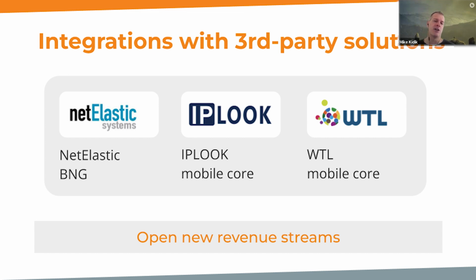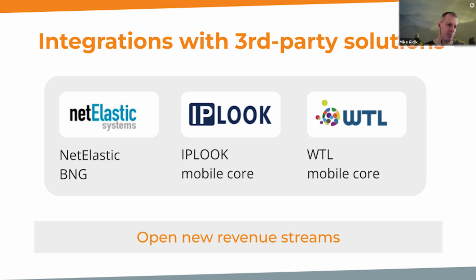And in my list here, I have mostly systems related to mobile markets. Obviously, the first one, BNG, stands for Broadband Network Gateway, and can be used in any service providing internet access. But the other two are just vendors of mobile core, and we've done integration with them, and we also ran rigorous tests to check that calls, SMS, and internet access are charged correctly. So you may choose either IPLOOK or WTL if you want to enter a mobile market or you need to replace your mobile core that you currently have.